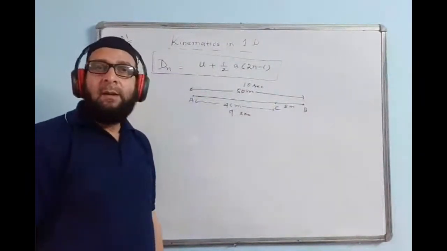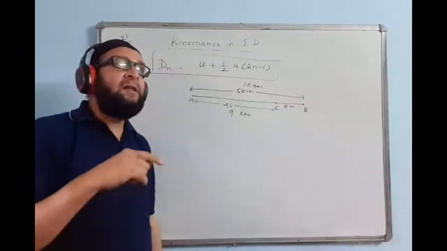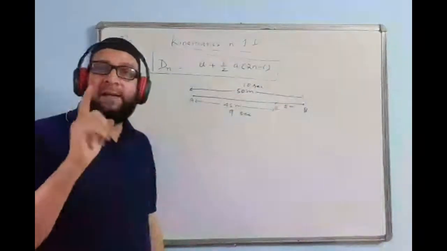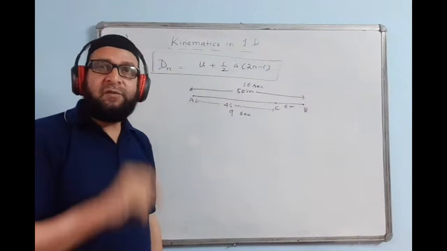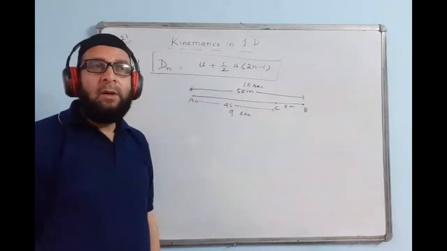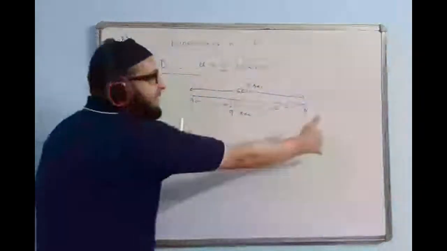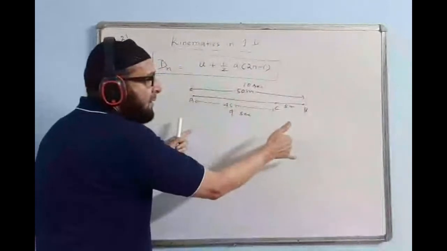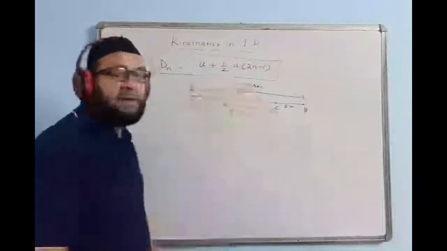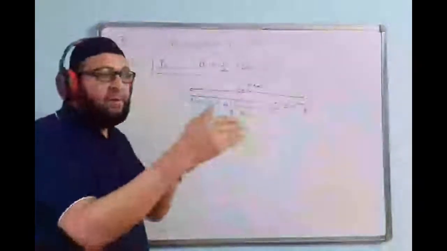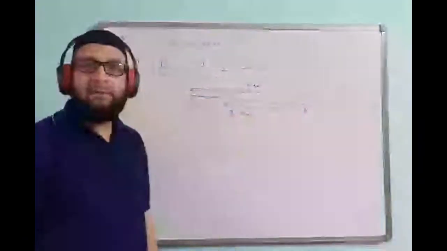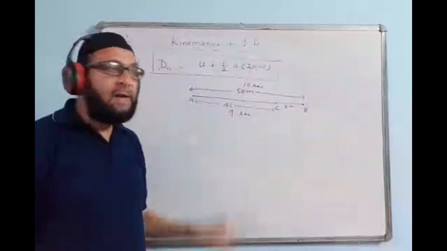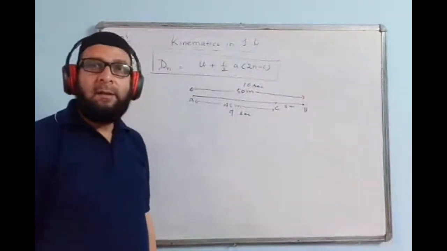Similarly, if I ask you how to find the distance covered by the body in the 20th second of the time, how will you do it? You will find the full distance covered in 20 seconds minus the distance covered by the body in 19 seconds, because after 19 and before 20, the time will be the 20th second. Those two distances will be subtracted.